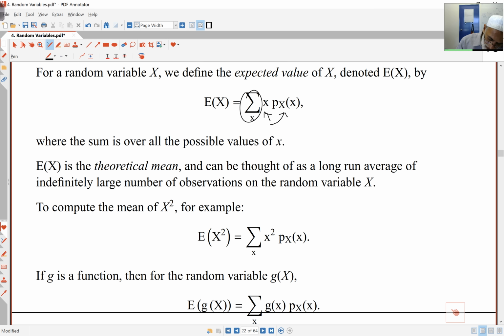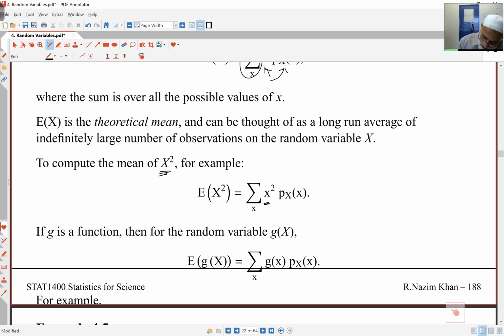If I've got x squared, you might wonder why I went on the meaning of x squared, but we'll see why later on. Then all I do is replace the x here by x squared. In general, if I've got a function of x, like g(x), this could be x cubed, or square root of x, or x plus 1. It makes no difference. I replace it over here. So whatever I have over here is what I put over here, multiply with probabilities, and simply add them up. That's how I find the means.